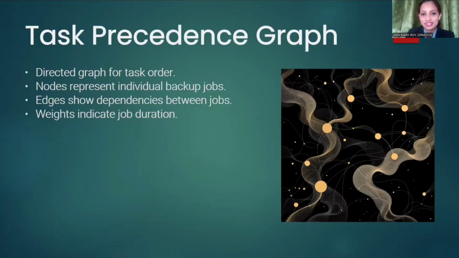Now, coming to the task precedence graph, the backup job is represented using the task precedence graph. This is a directed graph that shows the order in which the tasks must be executed. It helps us clearly understand the dependencies and scheduling constraints. In the precedence graph, the nodes represent the individual backup jobs, the directed edges represent the dependencies between jobs, and the weights represent the time required for each job. This model helps us visualize the entire backup process.